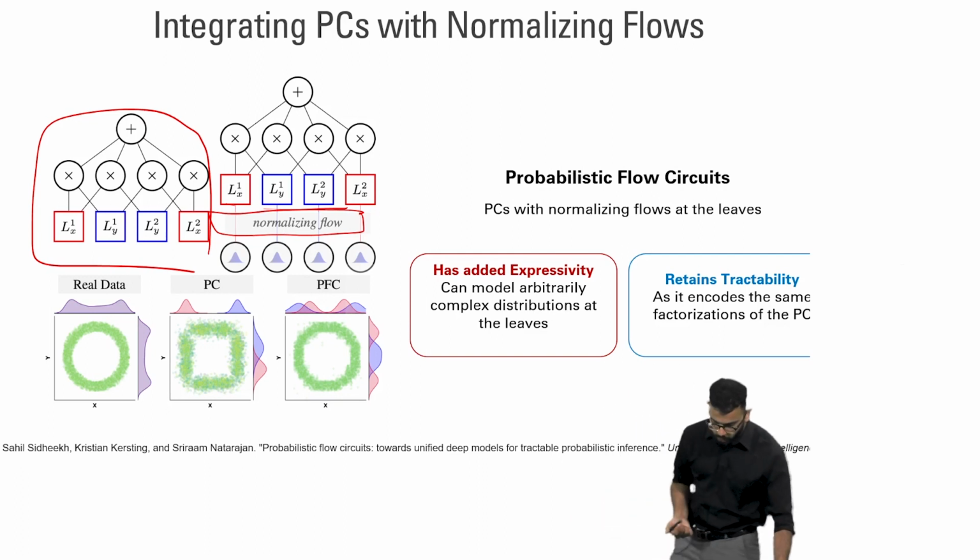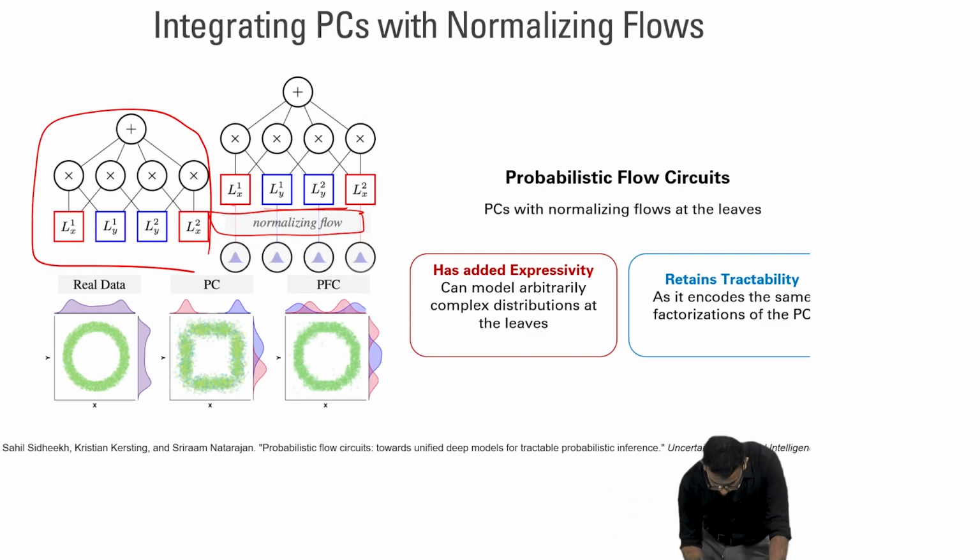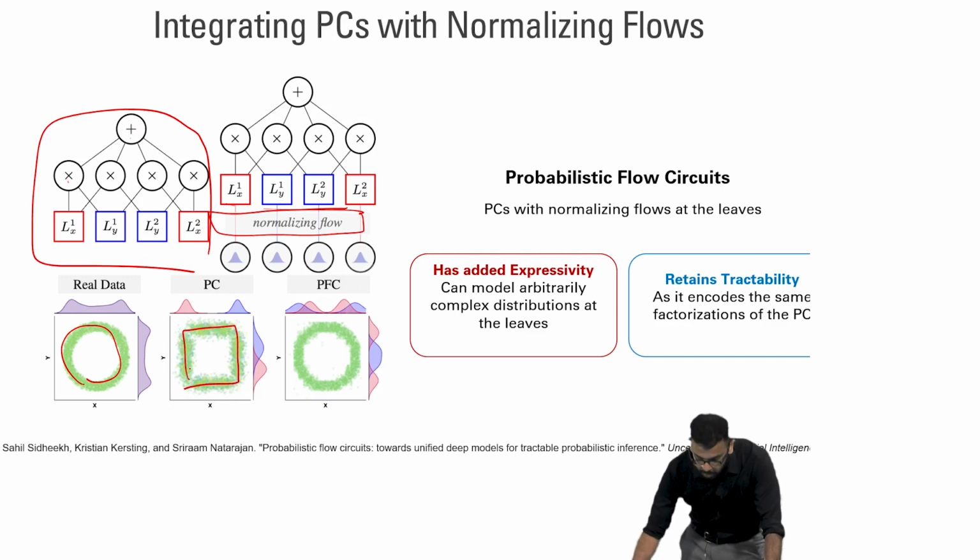So here's a real life example of how it improves your expressivity. Let's say that you're interested in modeling this circular data distribution, and you have a PC that looks like this, which is a simple mixture of 4 components. Now, if you use this PC, all you can do is model something like a square. You cannot model the circular distribution very accurately because you have simple leaf distributions.